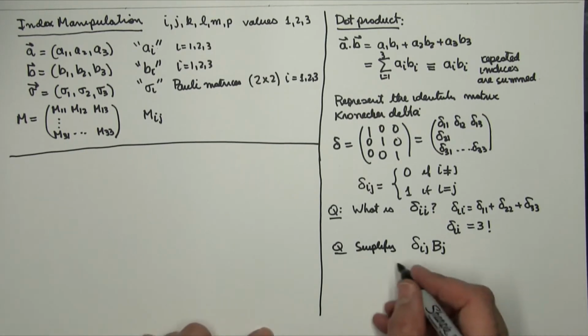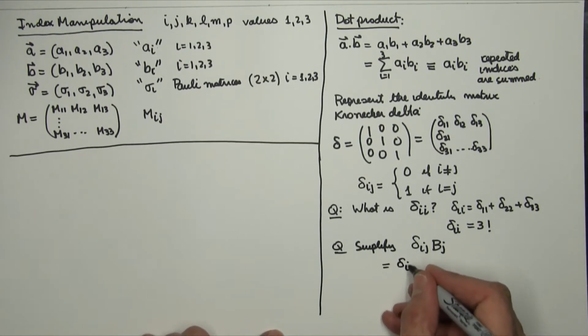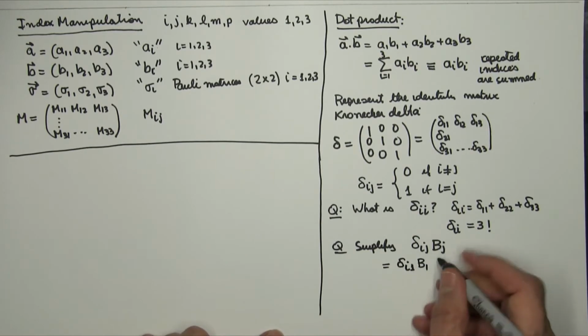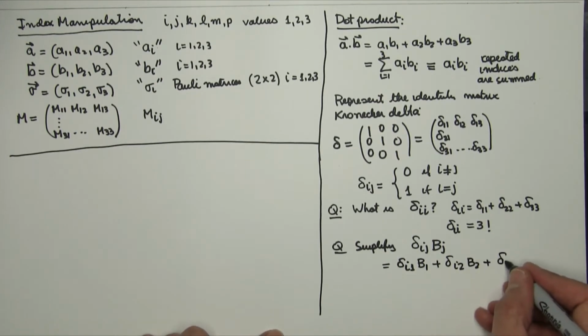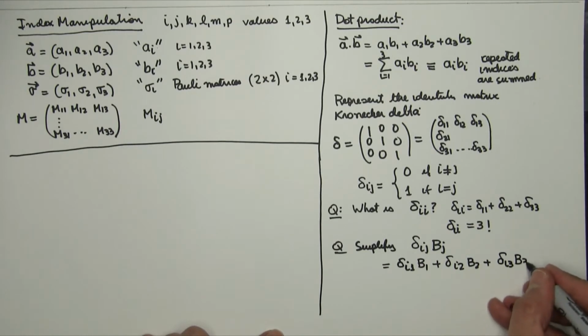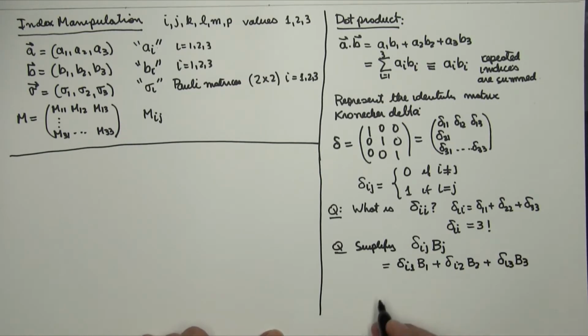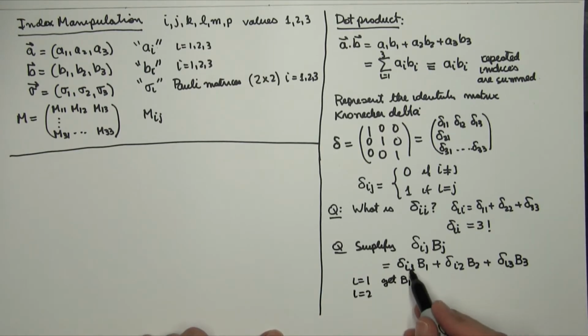So what is this really? This is delta i1 times b1 plus delta i2 times b2 plus delta i3 times b3. And you can ask, if i is equal to 1, what do you get? Well, if i is equal to 1, this is 0 and that is 0. But this survives, so you get b1. If i is equal to 2, well, this is 0 and this, you get b2. And if i is equal to 3, you get b3. Therefore, whatever i is, you get that b.